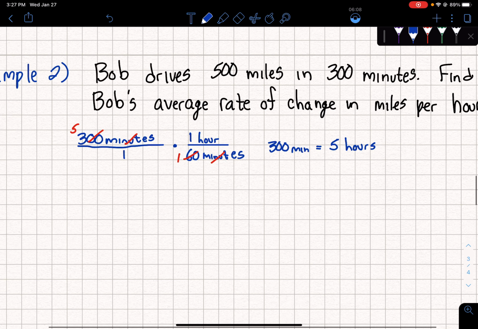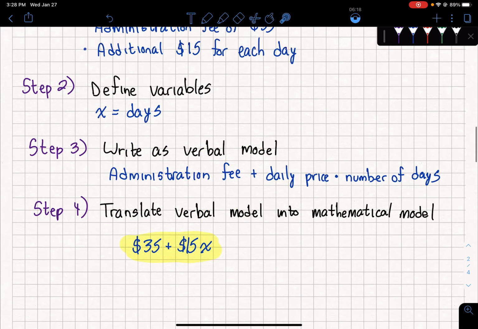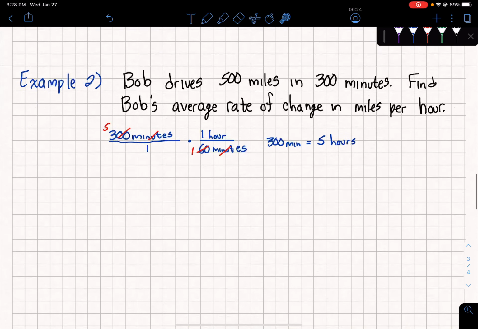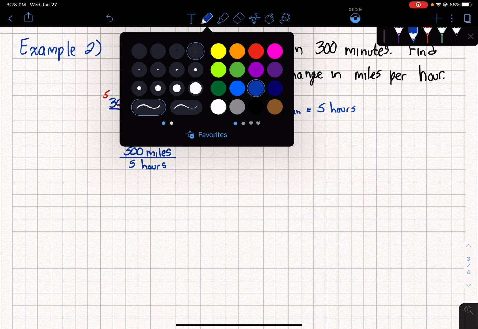Okay, so next we're going to express how many miles Bob drove as a ratio of miles to hours. Miles per hour here tells us, if we look up ahead, per, same thing, we're going to divide. So we're going to write this as 500 miles per 5 hours. And we can see here that this fraction can also be simplified.